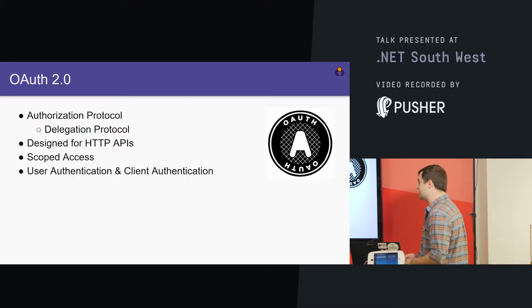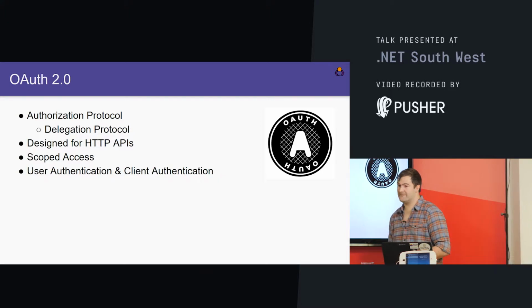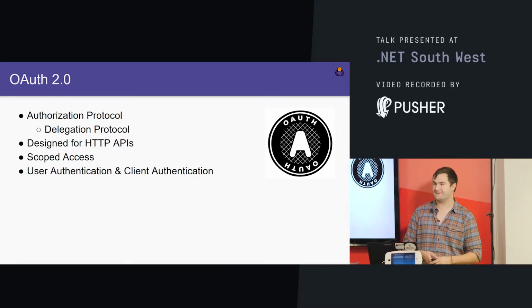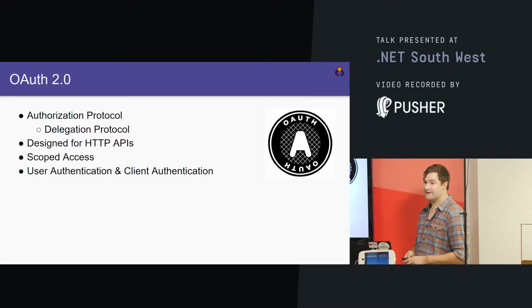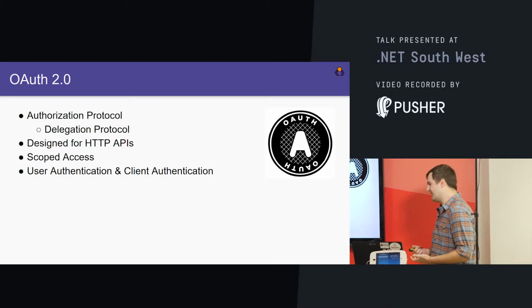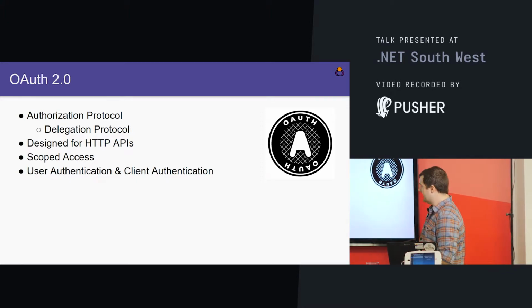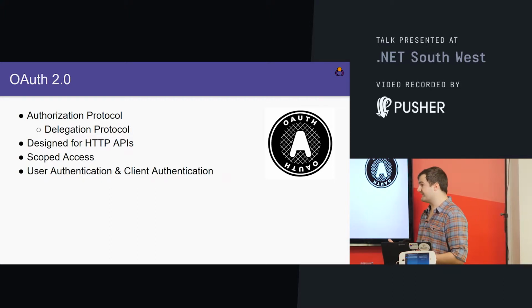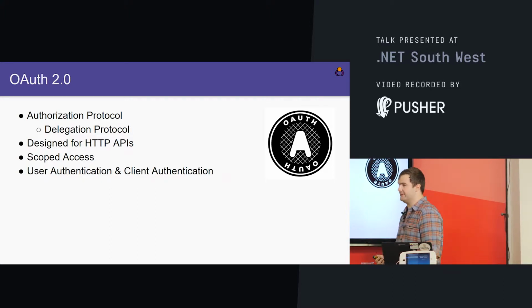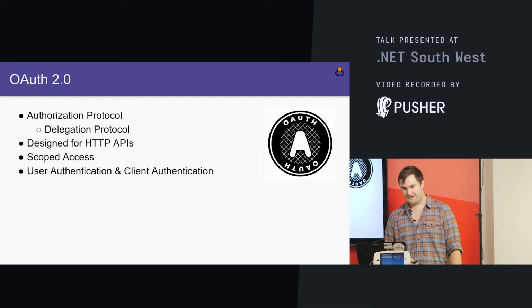So, OAuth 2. OAuth 2 is an authorization protocol. It's the act of saying, right, you're allowed to access something on my behalf. So better phrased, it's a delegation protocol. I go up to someone, I join an application and say, right, you're allowed to send emails on my behalf. Emphasis on the send emails. So it's scoped access. I'm only giving you permission to send emails. You can't read them, you can't delete them, you sure as hell can't change my password.